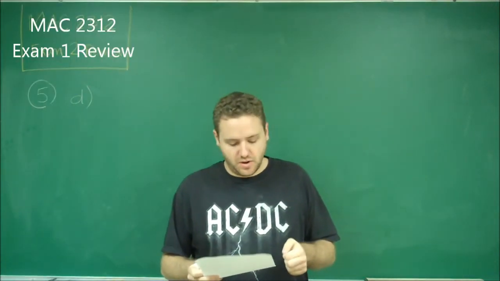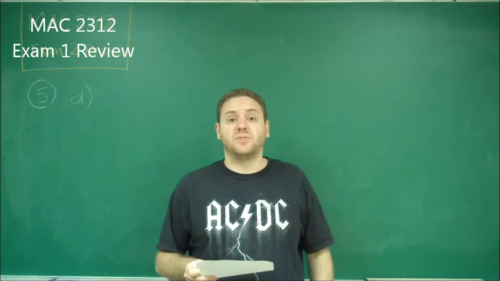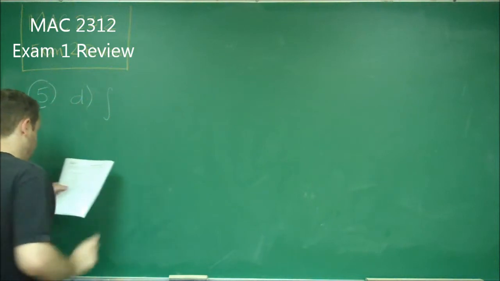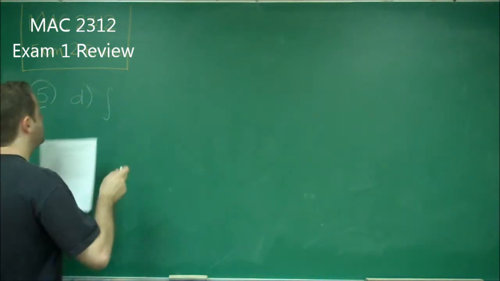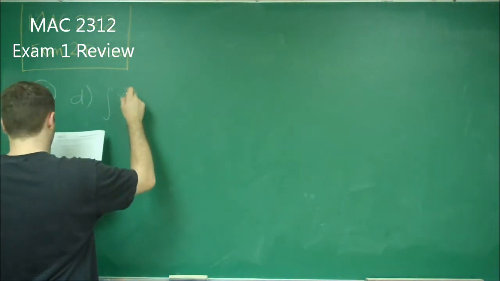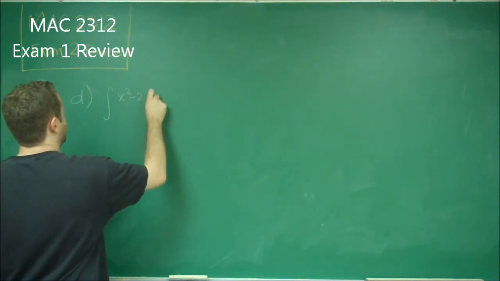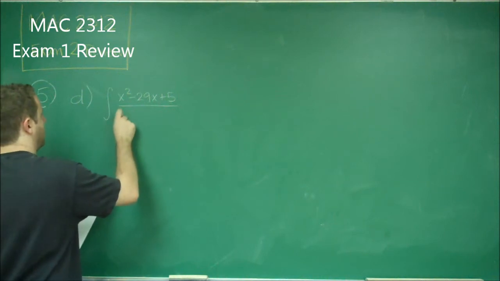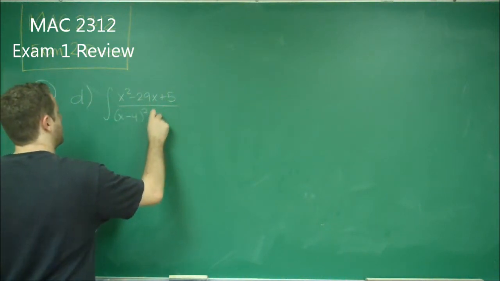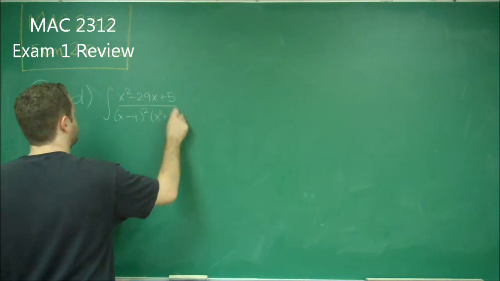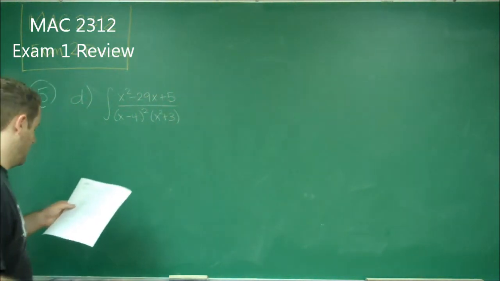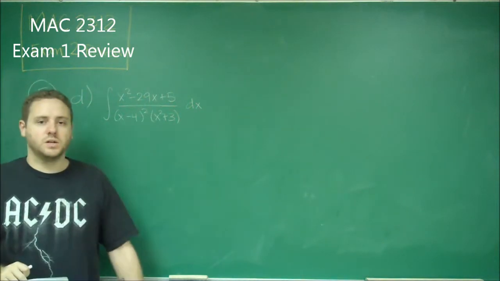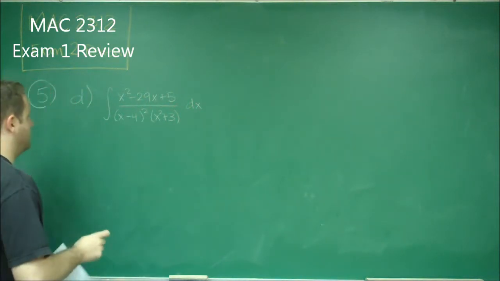This is a more standard partial fraction decomposition problem. And in fact, the bottom is already factored for you. So we have x squared minus 29x plus 5, all over x minus 4 squared times x squared plus 3. So our bottom is already factored, so doing our partial fraction decomposition should be relatively simple.